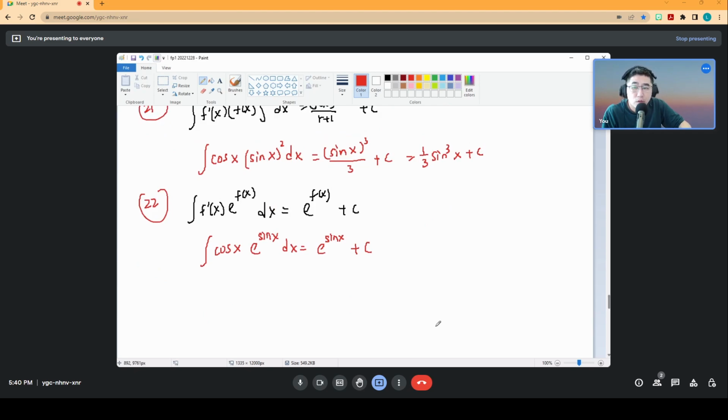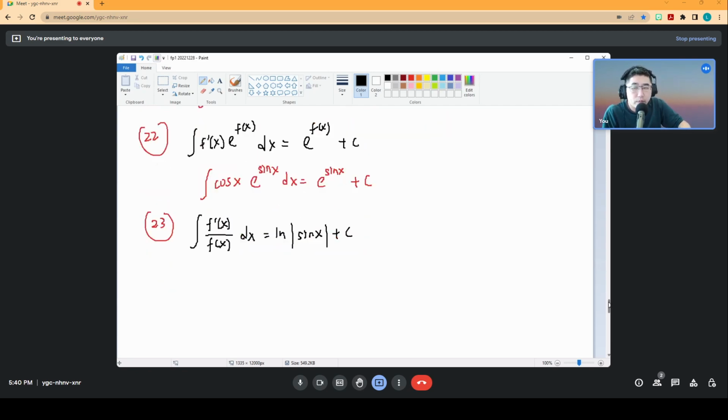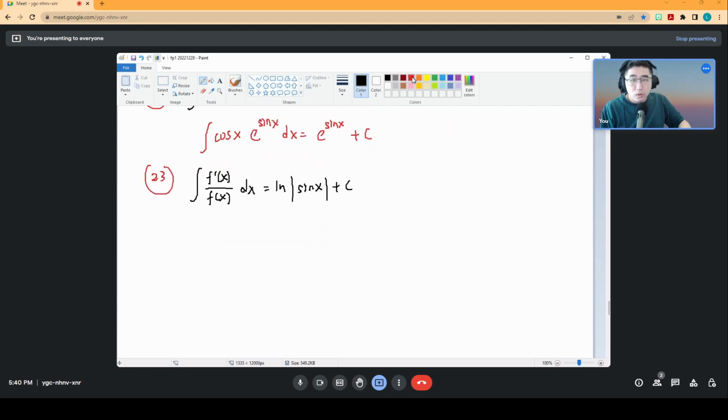Okay, rule 23 here tells us that if I have f prime x over f x, so you have a fraction where the top is the differentiation of the bottom, then you have ln of f x plus c. So what example can we actually see from here? We can look at cotangent.